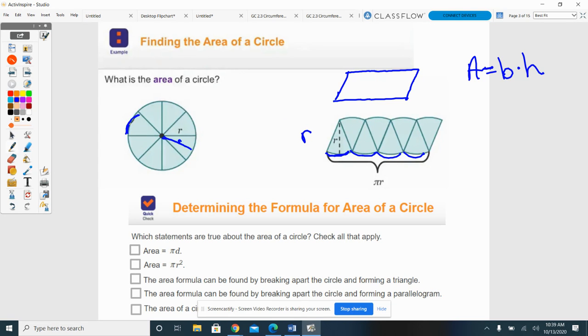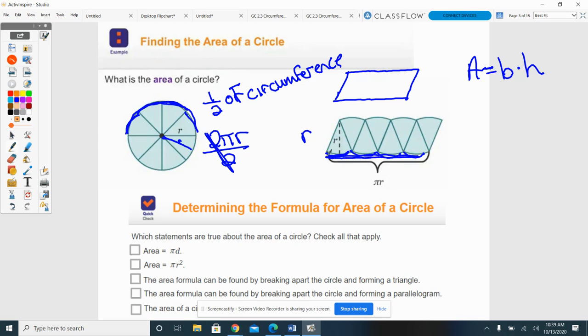But that's not all of the circle. That's only half of the circle. So it's half of the circumference that is on the bottom there. So since circumference is 2 pi r, if you divide it by 2, those 2's cancel. And then the bottom of this is half of the circumference, which is pi r. The top is also pi r because that's the rest.